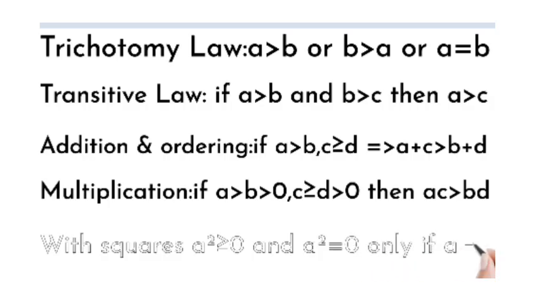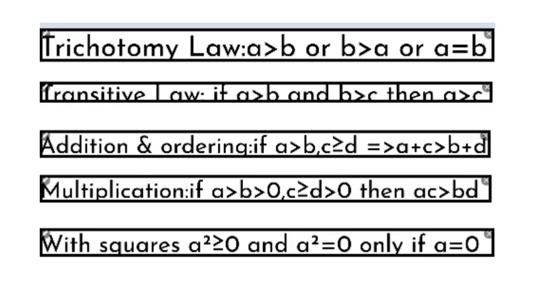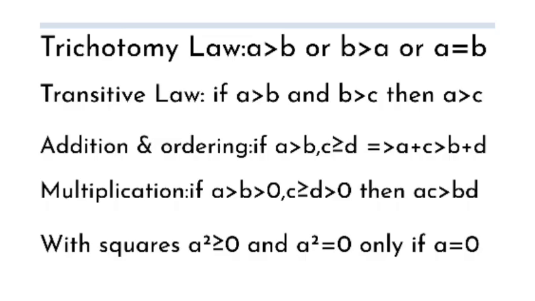Now for our multiplication, A is greater than B is greater than 0, and then C is greater than or equal to D is greater than 0. That means A times C is greater than B times D, since A is greater than B and C is either greater than or equal to D.